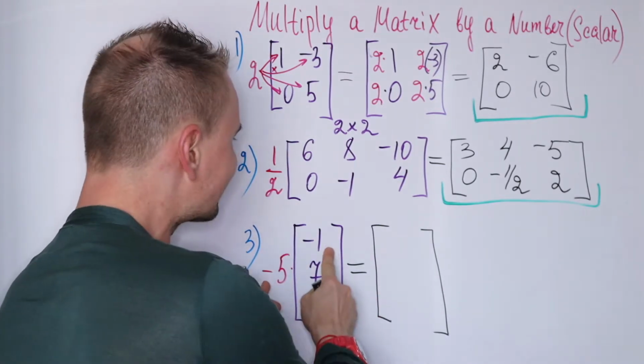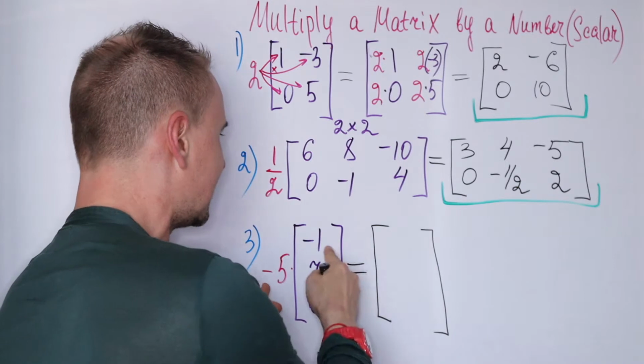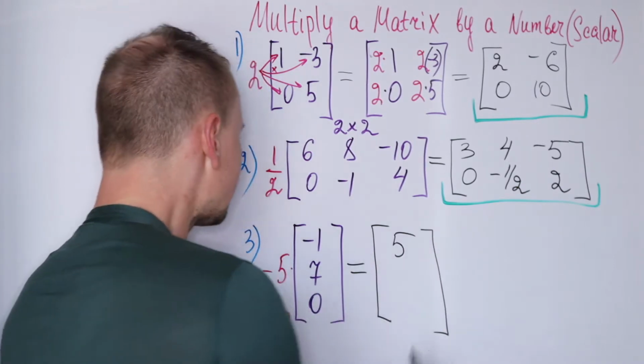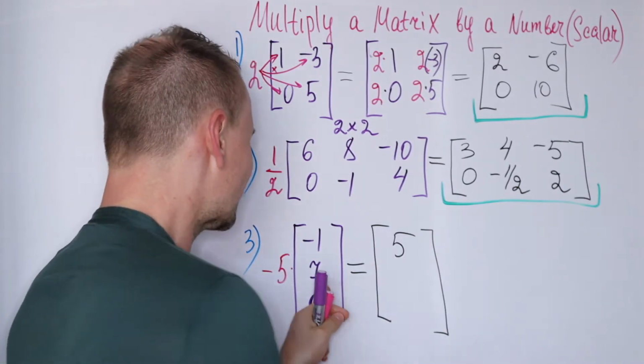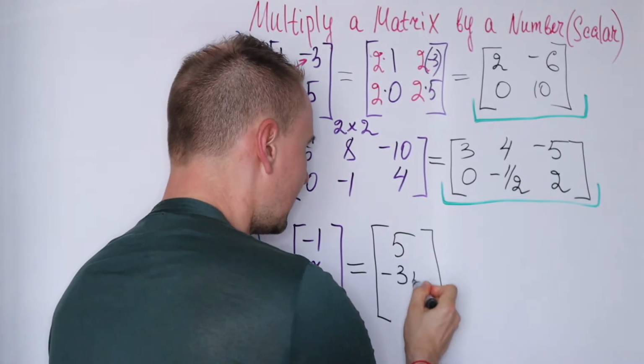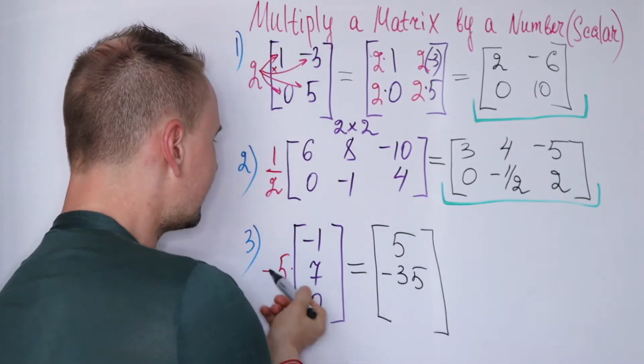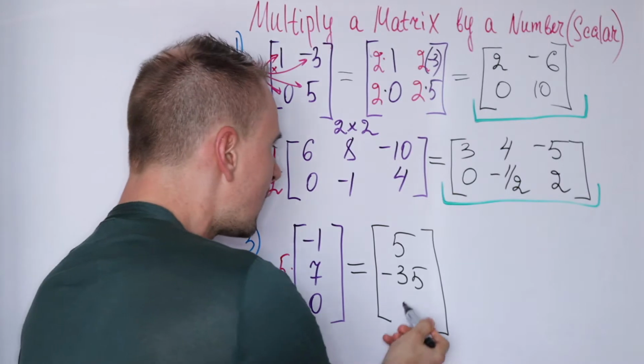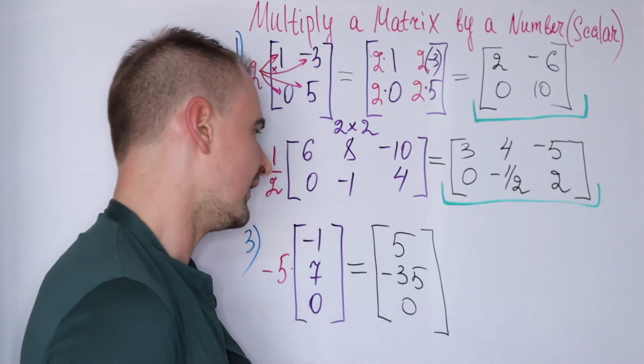So -5 times -1 gives you 5. -5 times 7 gives you -35. And finally, if you multiply anything by 0, that would leave you with 0.